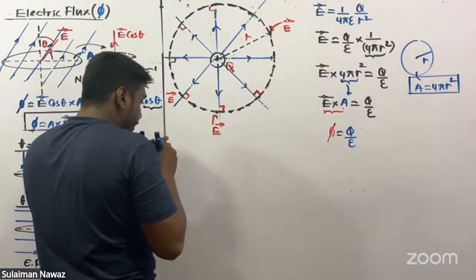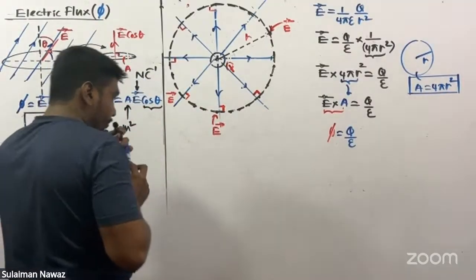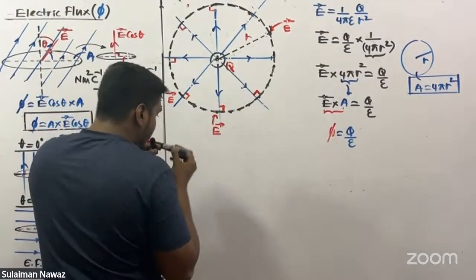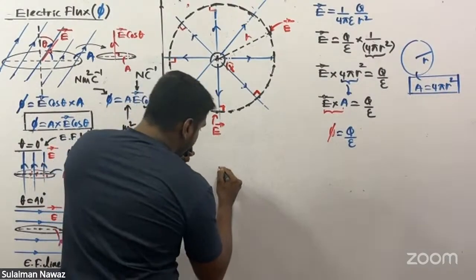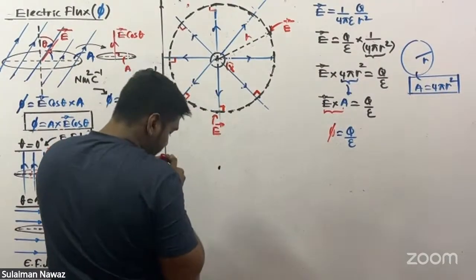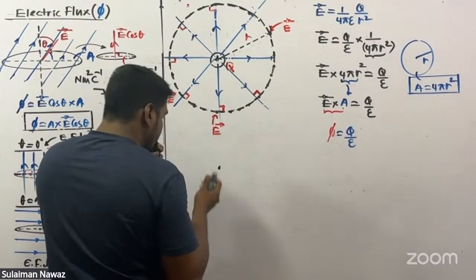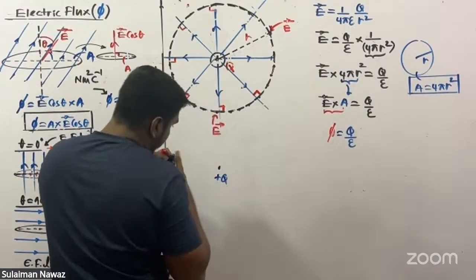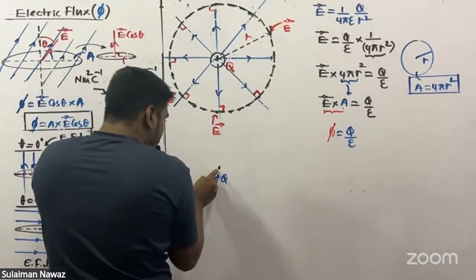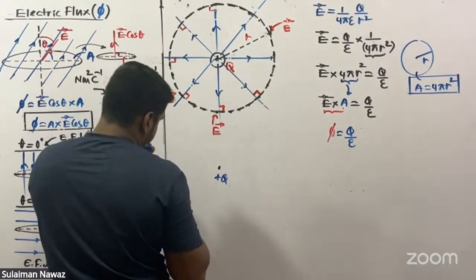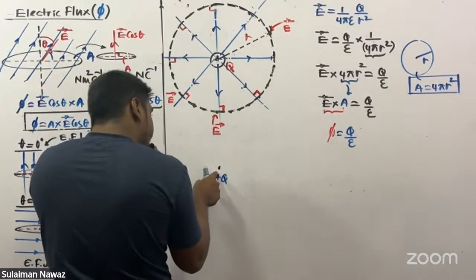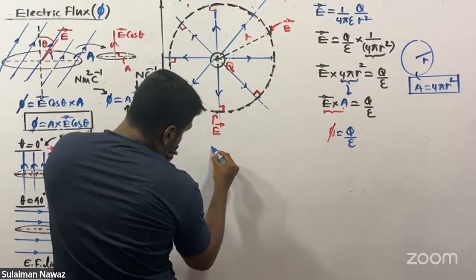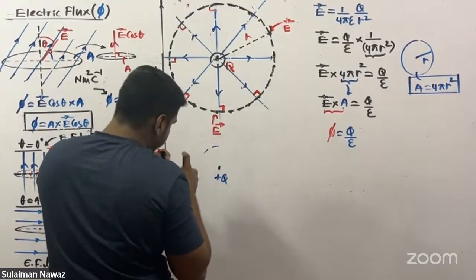Now look here, the story. Now there's a charge. That charge is plus Q, at the center. Let's say now this plus Q charge is in a medium having a permittivity epsilon 1. Currently, this charge is in a medium having a permittivity epsilon 1.